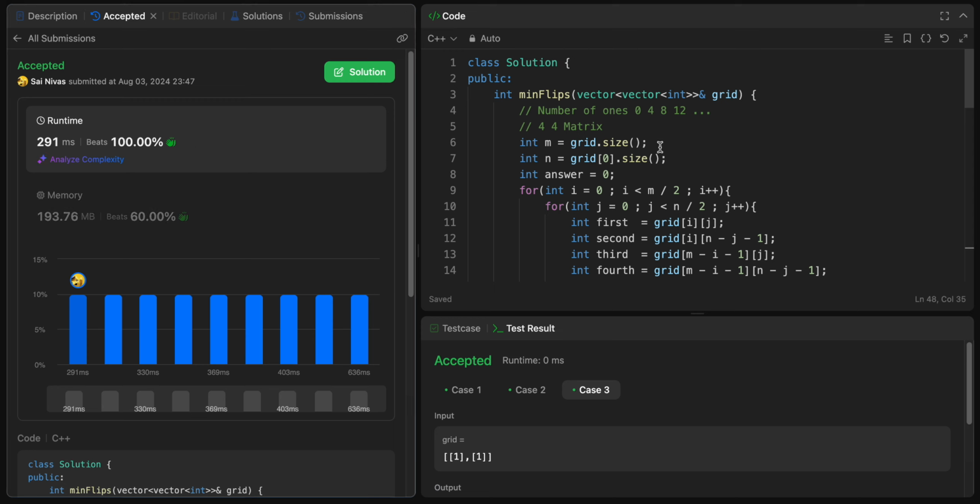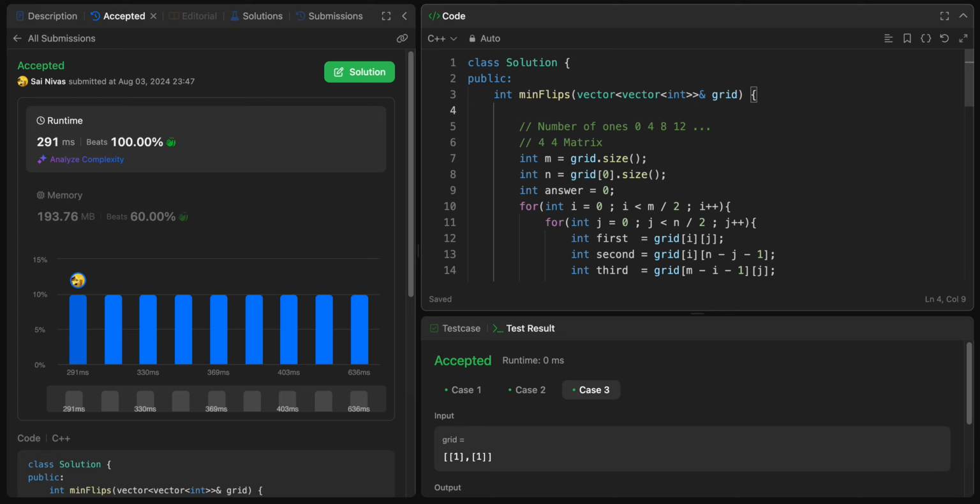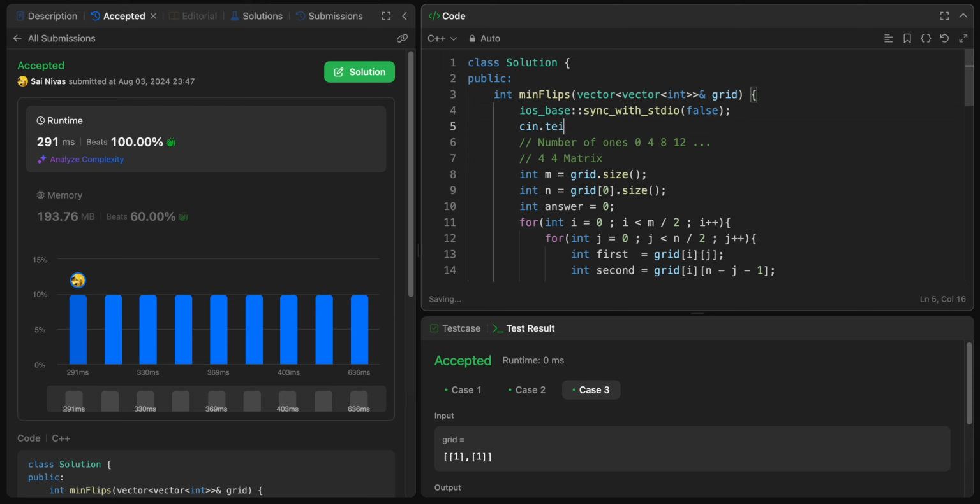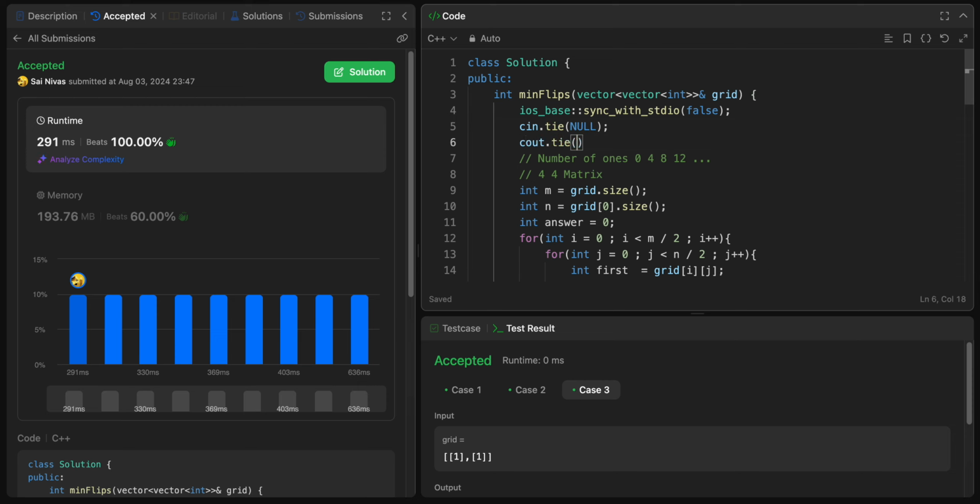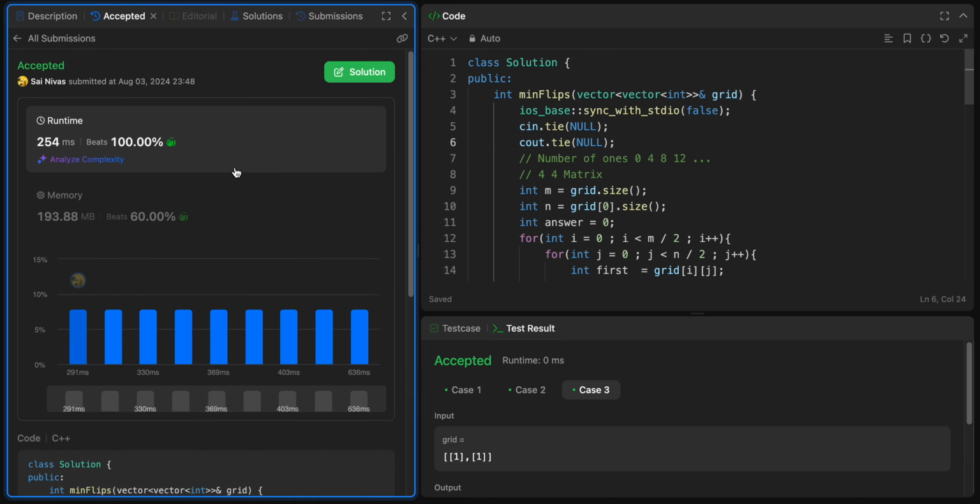Great, we beat 100%. I'll also do some more things to make it work faster. I'm just specifying that I do not need to take input or output from any library, so do not tie any libraries from C for input and output. And now you could see it's 291. After adding this, that would be further reduced. For sure, it would be reduced. So it's 254. Thank you.